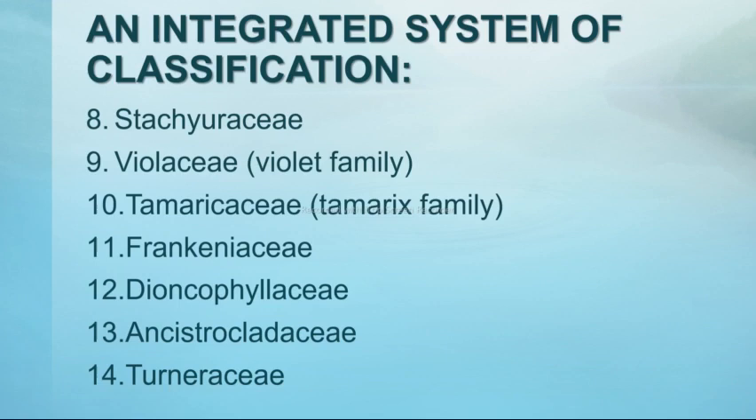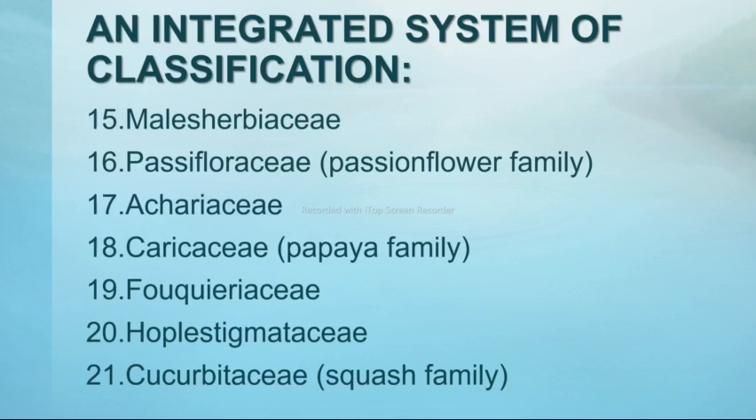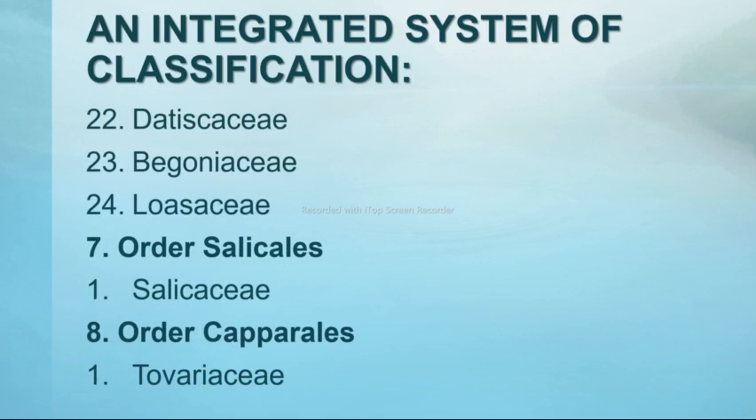Next is the Dioncophyllaceae, and the next is Ancistrocladaceae, and next is Turneraceae. So the 15th is the Malesherbiaceae. Next is the Passifloraceae, which includes the passion flower family, and the 17th is the Achariaceae, Caricaceae, which is the papaya family. Next is Fouquieriaceae and Hoplestigmataceae. Next is Cucurbitaceae, which is the squash family. And the next is the Datiscaceae and Begoniaceae. And next is the Loasaceae.